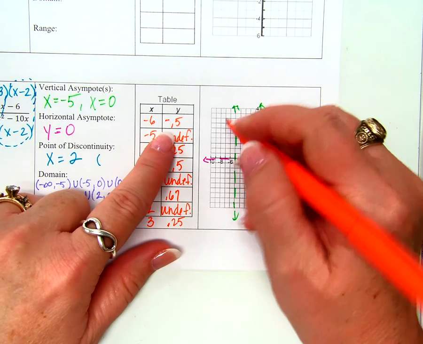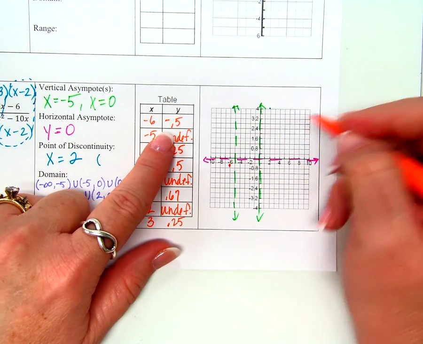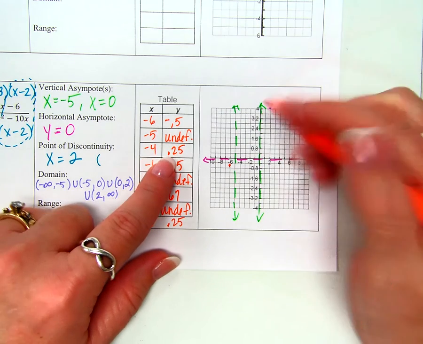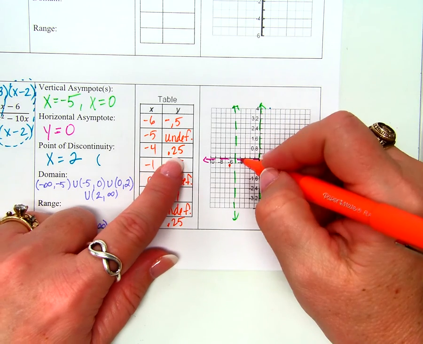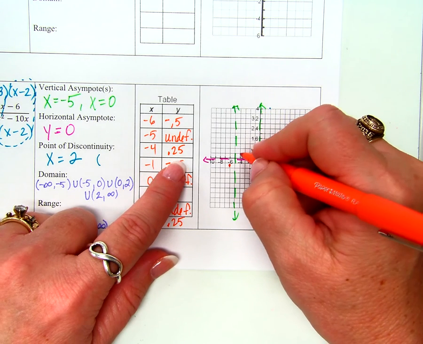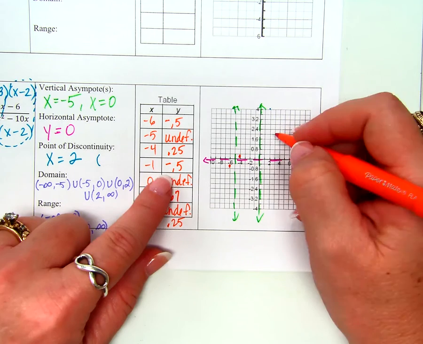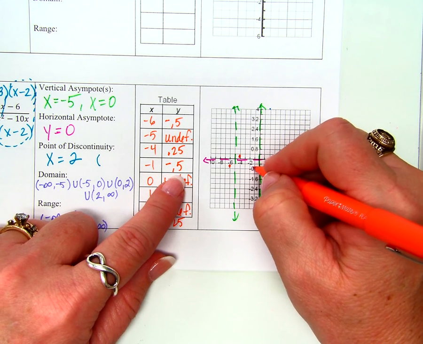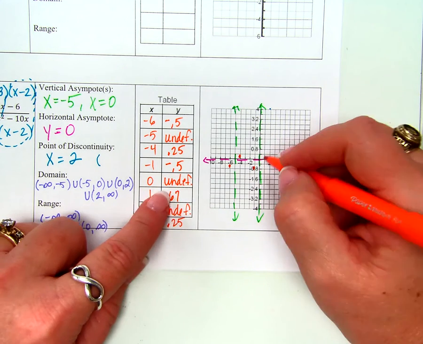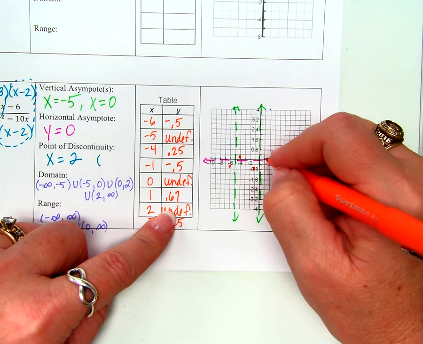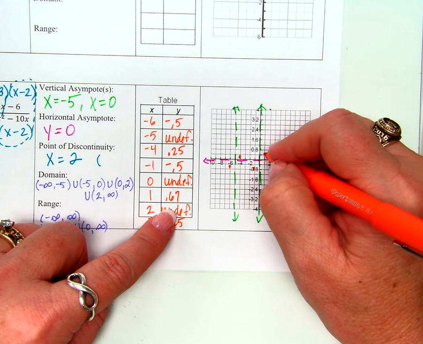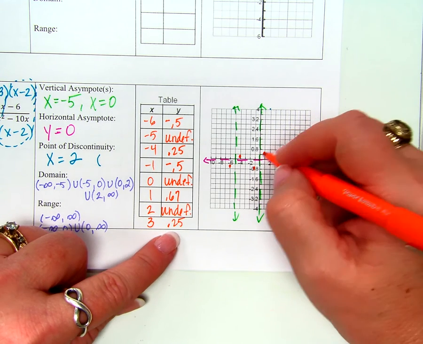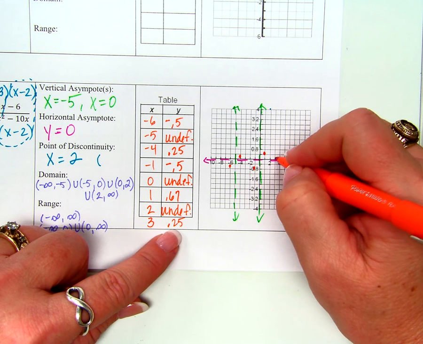-6, -0.5. Excuse me. -5 is undefined, so I have my asymptote there. -4 is 0.25. -1 is 0.5. -0.5, excuse me. 0 is undefined. 1 is 2/3 or 0.6, repeating. 2 is undefined, and 3 is 0.25.